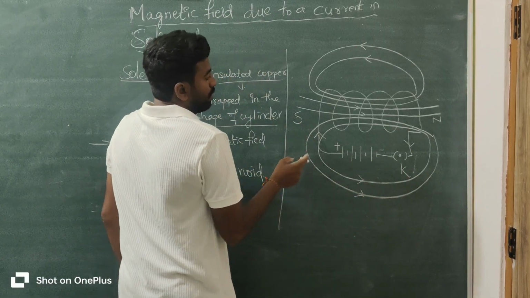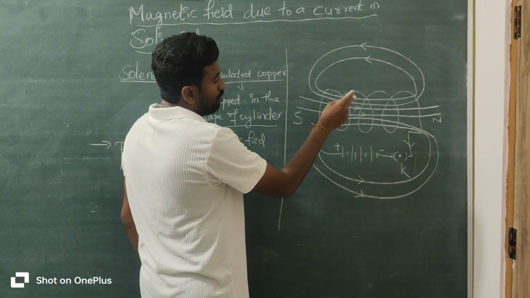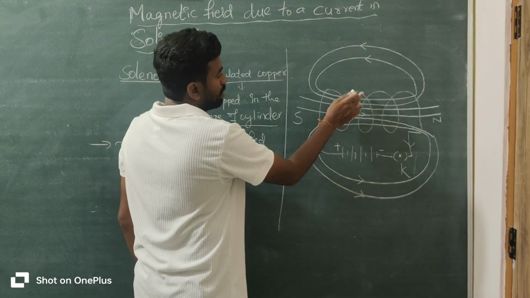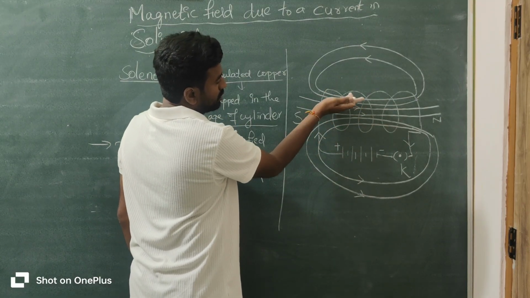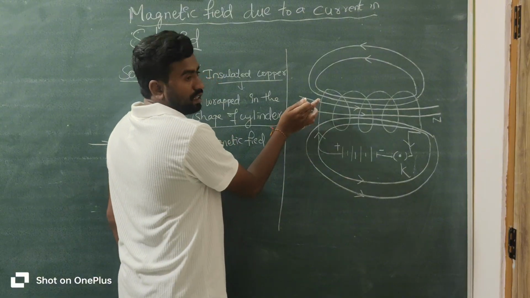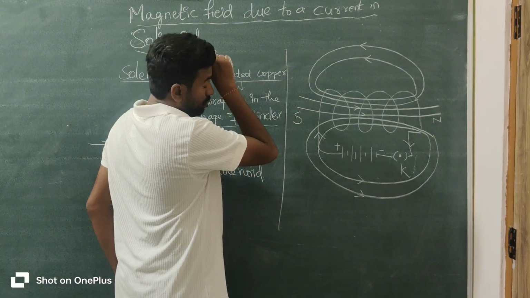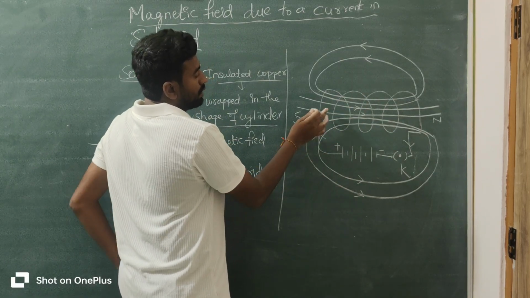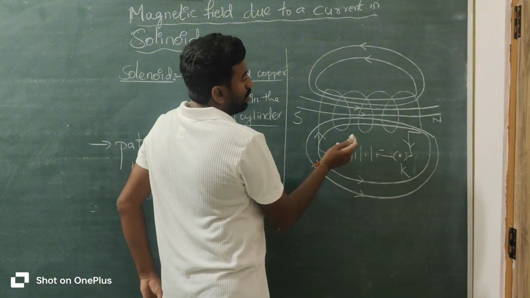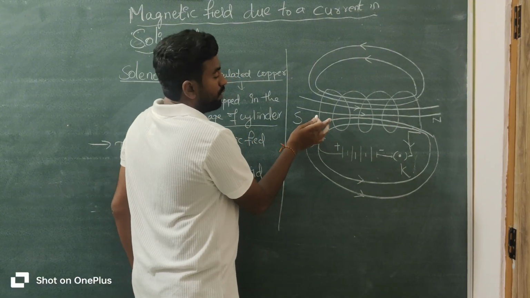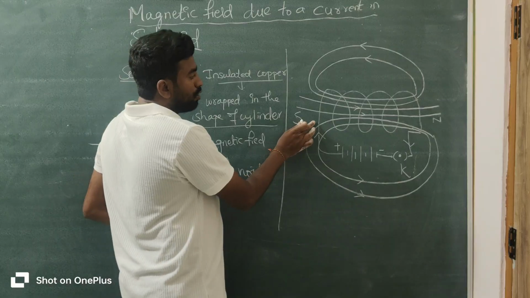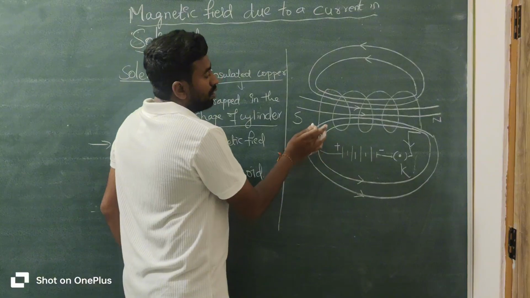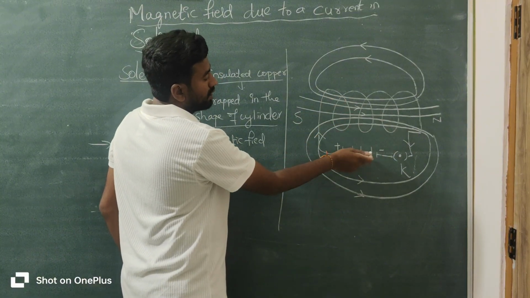When the current passes through this circular coil, which is wrapped in the form of a cylinder, it forms concentric circles at the extreme north end and extreme south end, and at the center of this coil the magnetic field lines become straight. When current passes through the circular coil, the magnetic field lines are straight at the center, and there are concentric circles at the extreme ends of this coil.